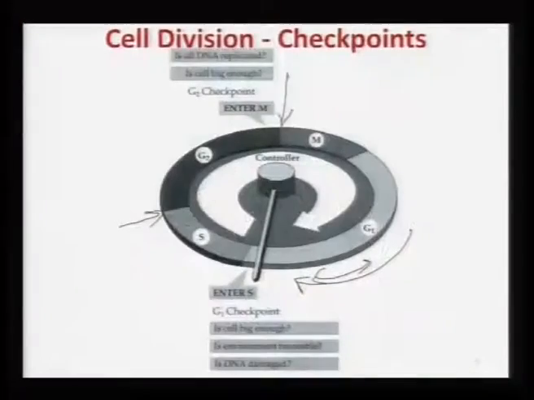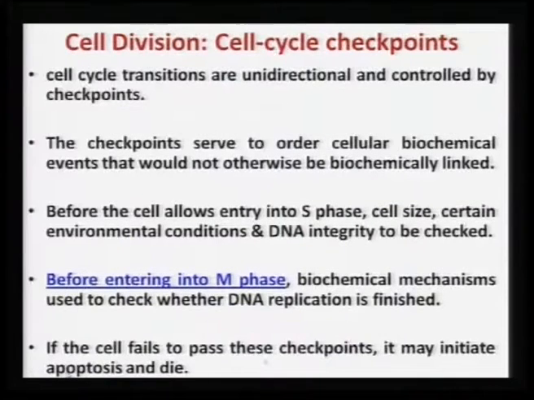So, if it is not able to enter from S to G2, from the S phase itself it will activate the suicidal program to undergo apoptosis. If it goes to G2, then if it is not able to enter M, it cannot come back to S simply, because this is a unidirectional process. Clear? The checkpoints serve to order cellular biochemical events that would not otherwise be biochemically linked.